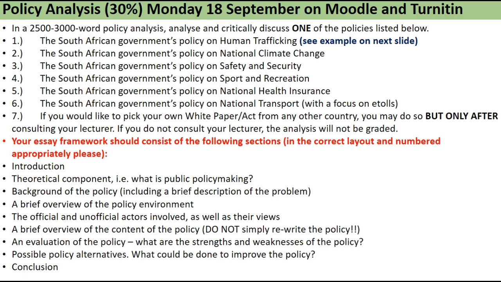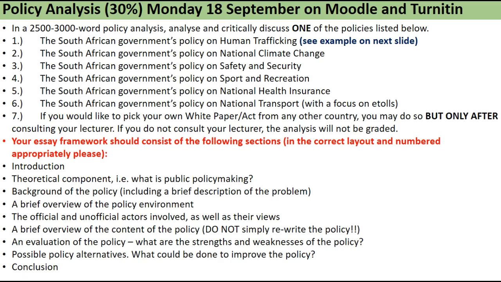It's a 2,500 to 3,000 word policy analysis, so it's not a tiny one, people, okay? It's important because you have to know how to write a policy analysis, because if you become a policy analyst, that's probably what you're going to be doing 60 to 70% of the time that you perform your job. So you've got to do it well. So this one, it has to be this long. So it's 2,500 to 3,000.